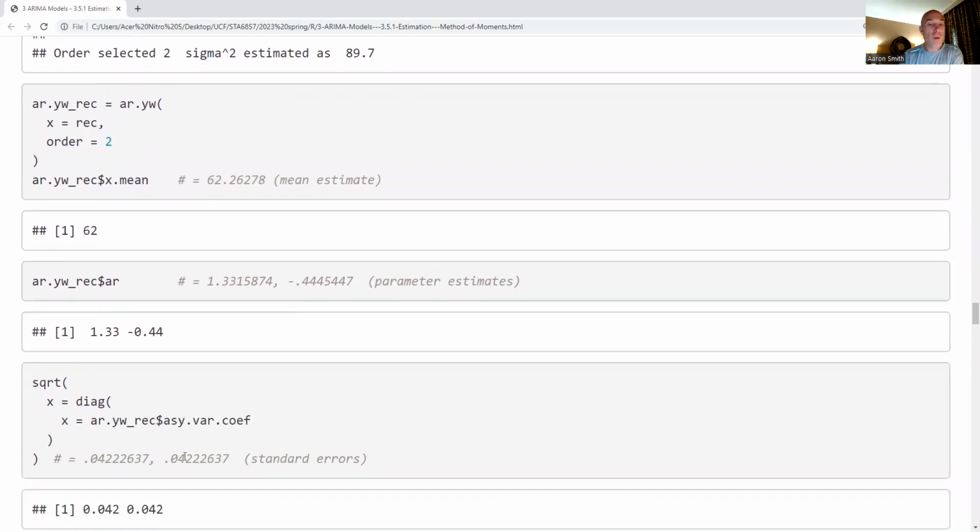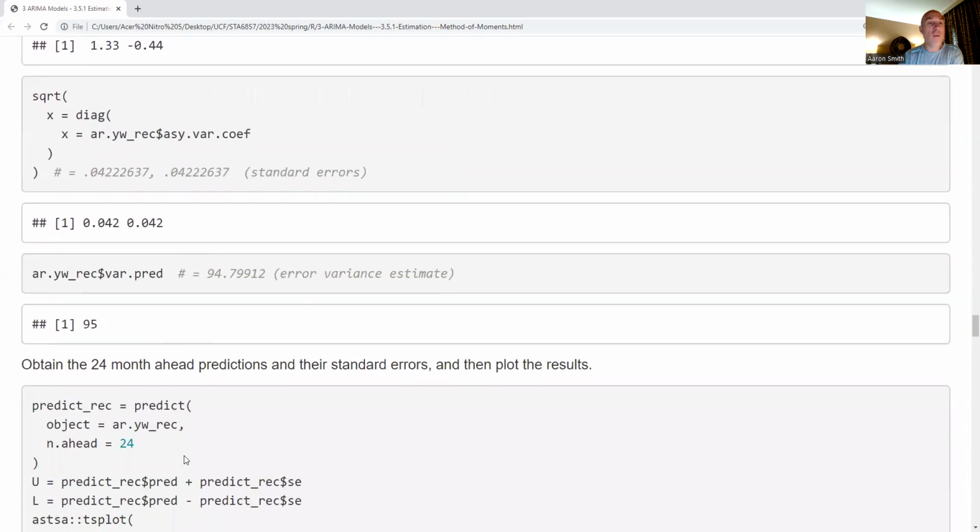Now, if we want to estimate standard errors, I'm just going to take the variance of the coefficients from our Yule Walker estimate, take the diagonal, and then the square root, and this will give us our standard errors. So about 0.04. And here's the variance of our predictions.